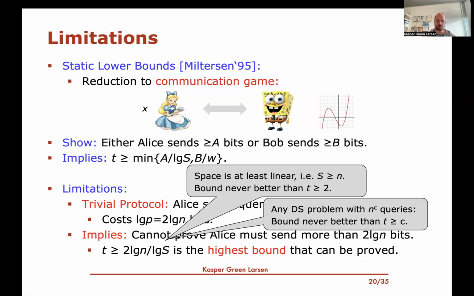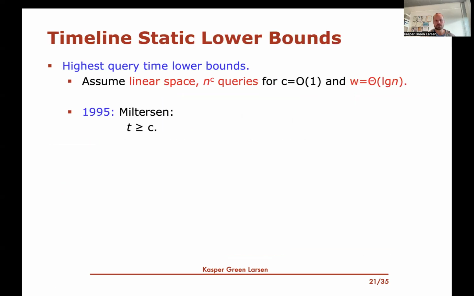And in general, if the number of queries to the data structure problem was n to the c, we can never hope to prove that Alice has to send more bits than what it takes to describe her query, which is c log n bits. So it will never be more than c log n divided by log S, which is just T is at least c, since the space usage is at least linear. So this is why this technique is capped at proving lower bounds of around what we managed to prove for this polynomial evaluation problem. Right, so this was Middleton's technique, unfortunately only peaking at constant lower bounds in this special setup where there's only a polynomial number of queries.